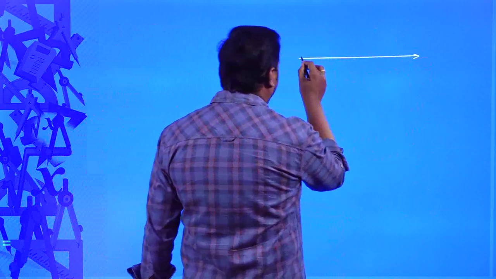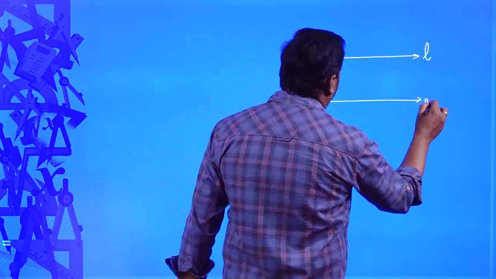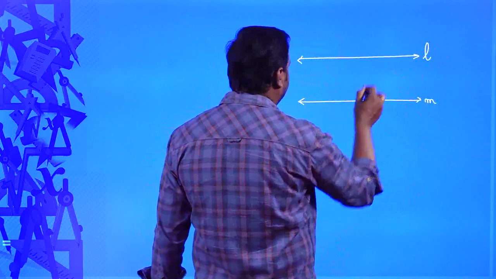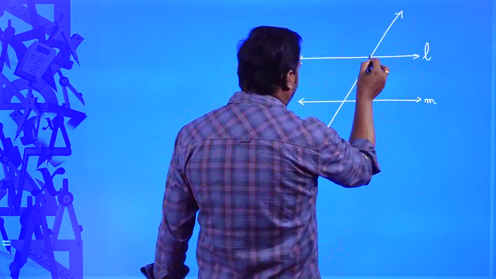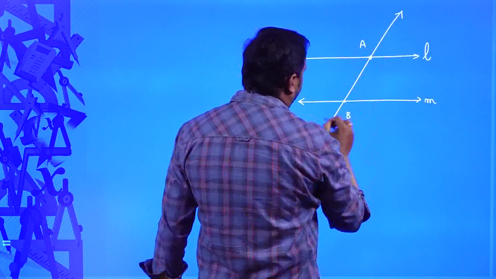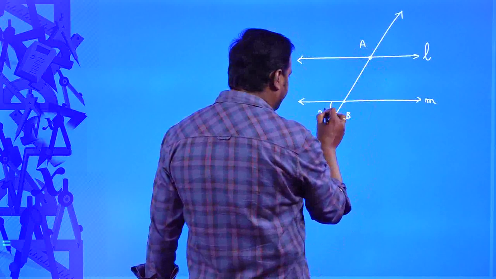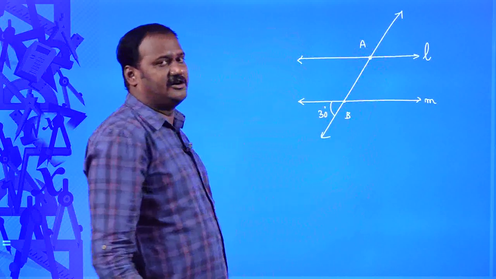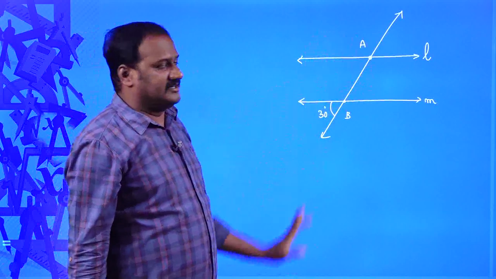And after that, if you have a problem on this kind of pair of parallel lines and transversal properties, for example, this is a line, name of the line is L, and this is another line, name of the line is M. These two lines are parallel lines, and this is one transversal line intersecting both the parallel lines at two distinct points, let it be A and let it be B. And you are given one angle here, this angle is equal to 30 degrees. Then you need to find out all the other angles of A as well as B.